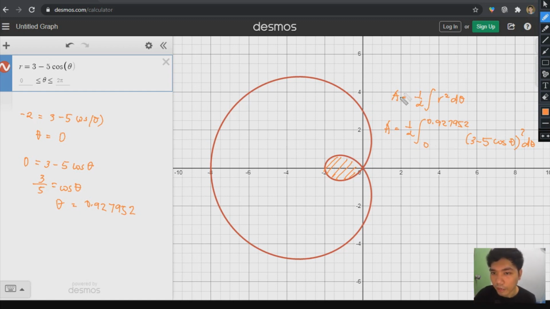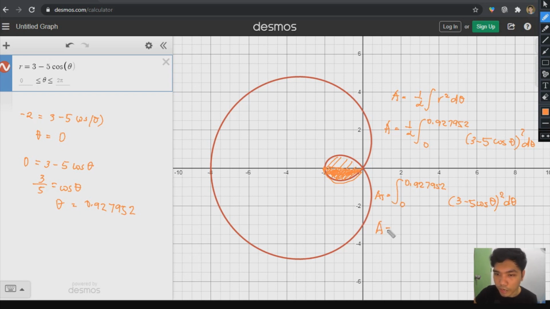But again, ang hinahanap lang or ang designation lang nitong area na to is actually 1/2. 'Di ba? Ito lang 'yon. Kasi ito lang naman yung kinuha ko from 0 to 0.9275. So which is actually that portion lang. Kasi kailangan natin yung whole. So with this, yung area total natin is actually yung 2 times nito. So you can just remove yung 1/2 coefficient here, and that's 0 to 0.927952. And then we have 3 minus 5 cosine theta squared and then d theta.